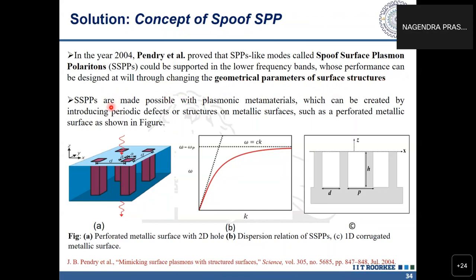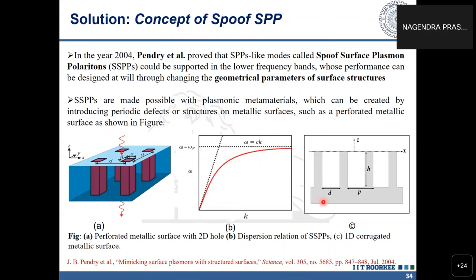SSPPs are made possible with plasmonic metamaterials, which can be created by introducing periodic defects or structures on metallic surfaces, such as a perforated metallic surface. For example, in this figure the dotted line is the light line, and this is the SSPP mode dispersion curve.